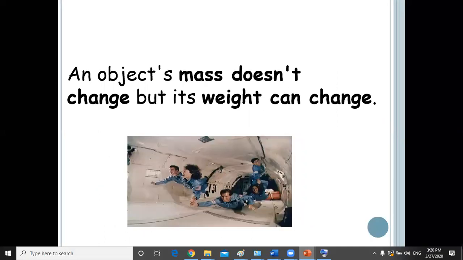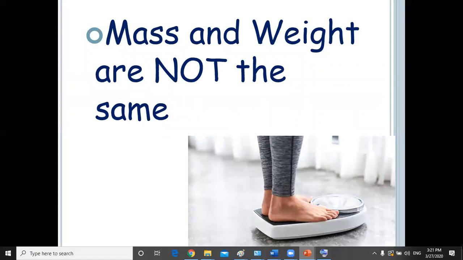An object's mass doesn't change. Your mass in space and on Earth are the same, but your weight can change. Okay? Remember, it's very important. So mass and weight are not the same.